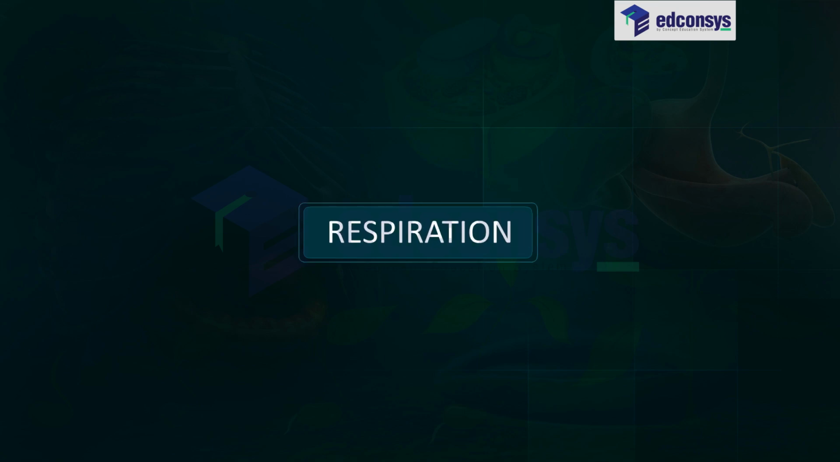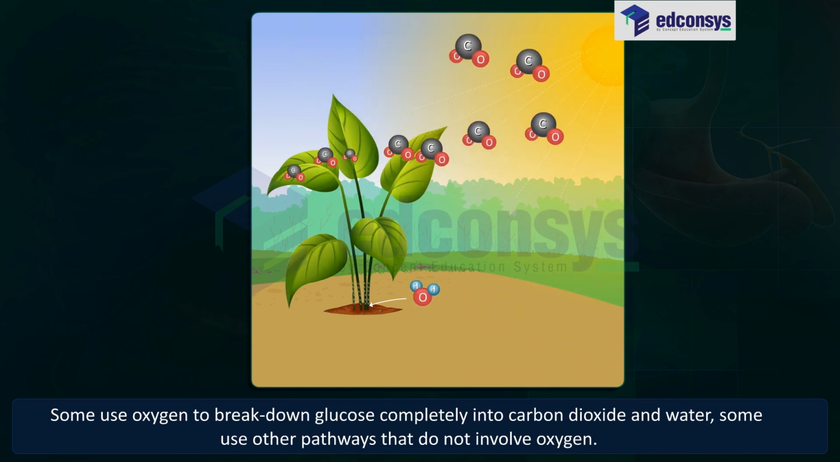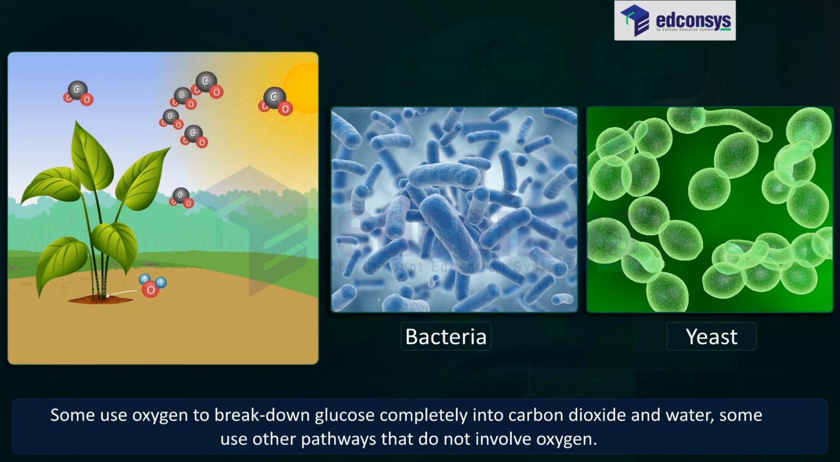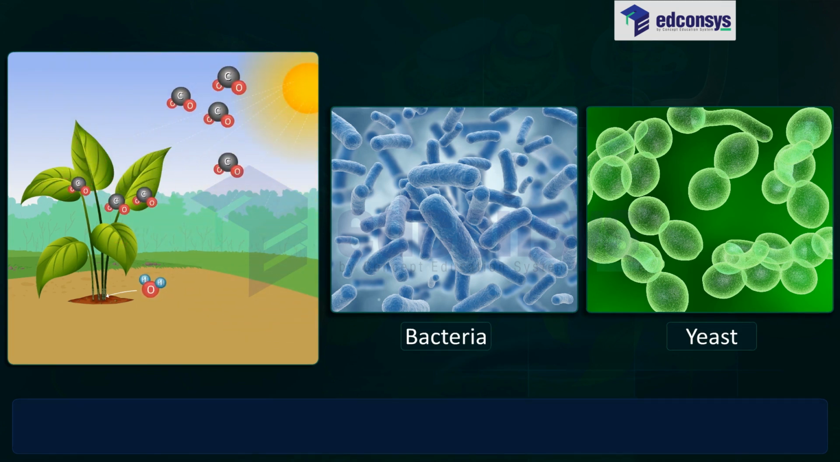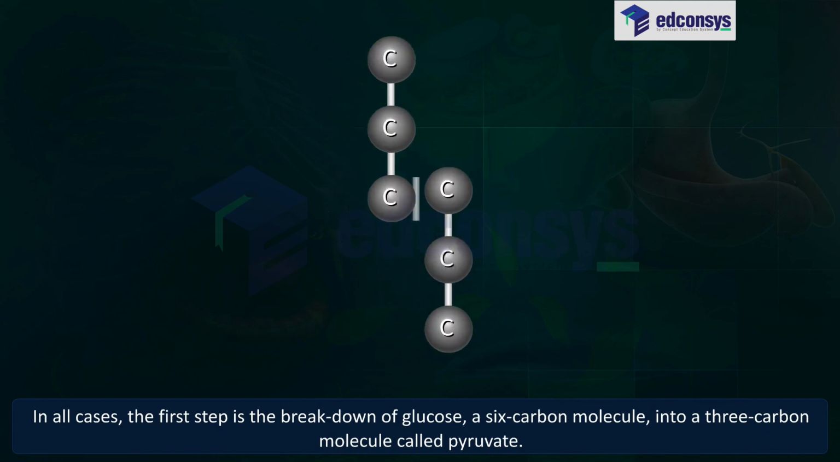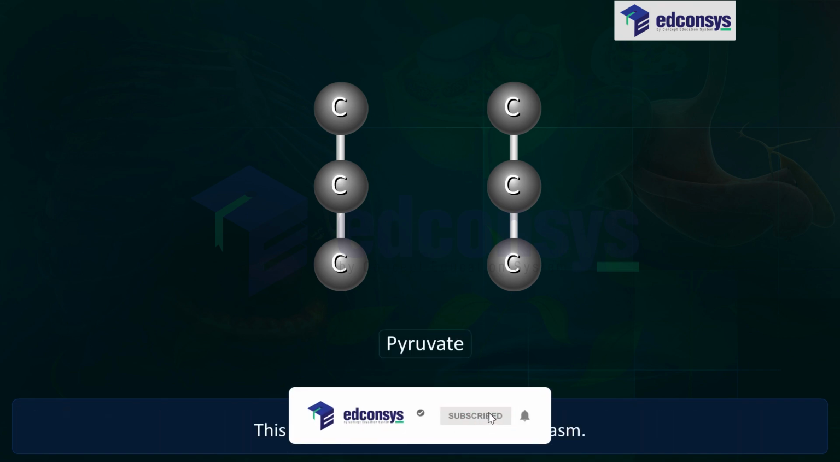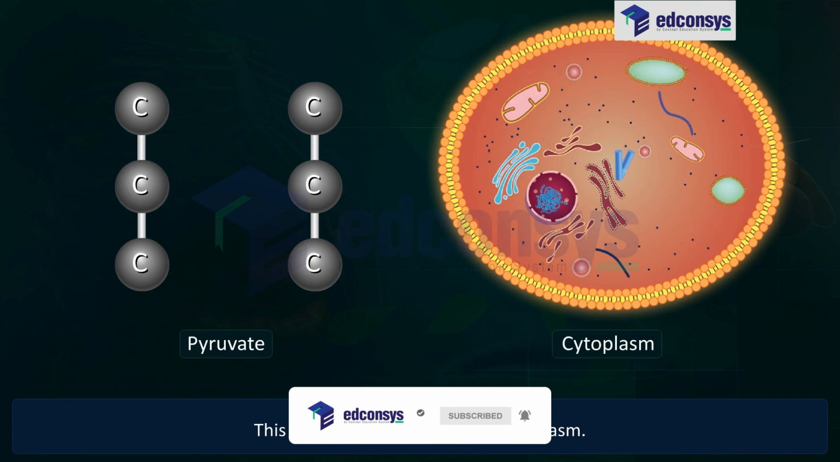Respiration. Some use oxygen to break down glucose completely into carbon dioxide and water. Some use other pathways that do not involve oxygen. In all cases, the first step is the breakdown of glucose, a 6-carbon molecule, into a 3-carbon molecule called pyruvate. This process takes place in the cytoplasm.